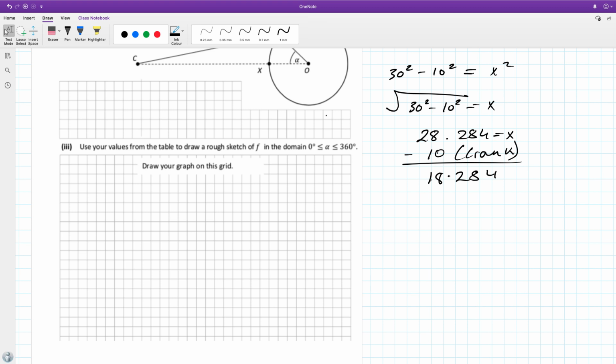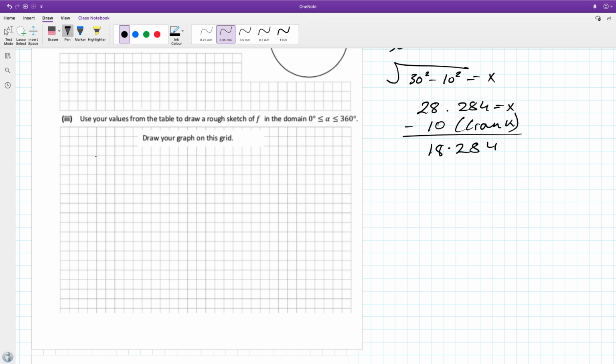Right guys, how are we getting on with our graph? So, just a quick little graph. Five, 10, 15, 20, 25, and 30. Obviously, you'd have to do that with hopefully a ruler. 60, 90.